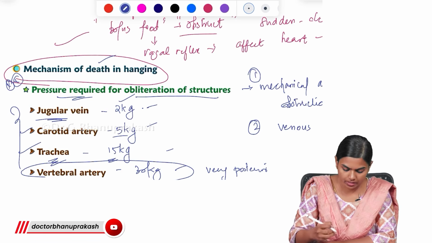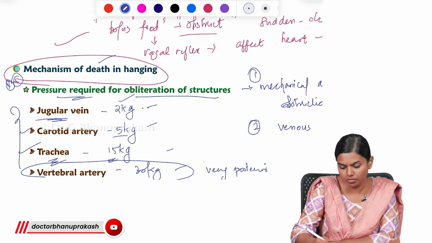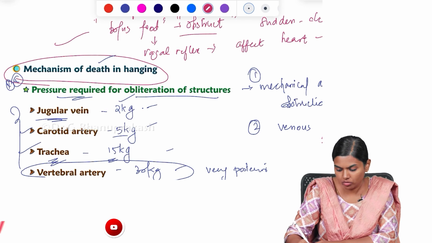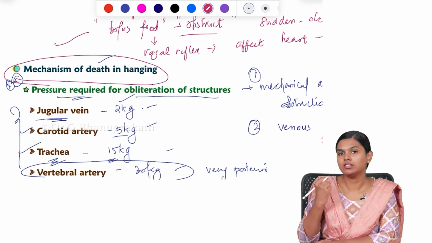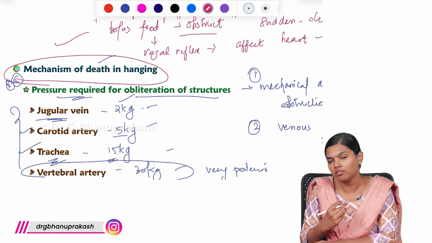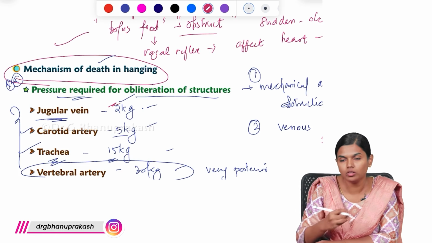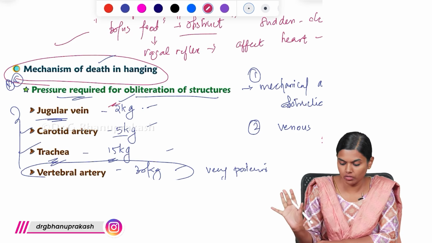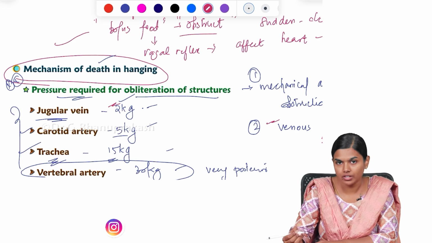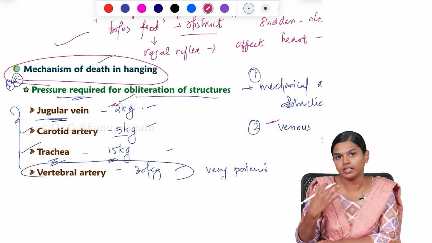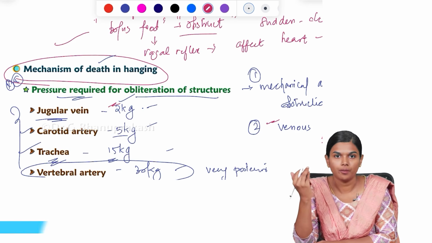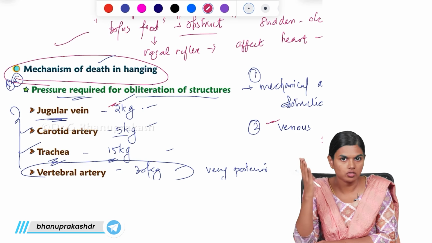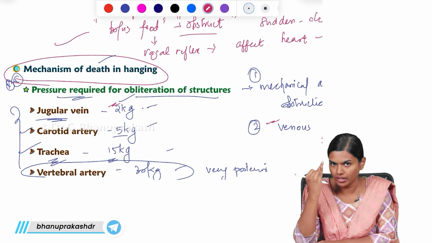So here, what happens is that mostly in case of partial hanging, these venous structures, even if the pressure is very less, even if the pressure is only 2 kg, will be easily obstructed. Because of that, you will get venous congestion, which will result in cerebral anoxia, that will cause death. So this is another mechanism. You have obstruction of trachea, then you have venous congestion.